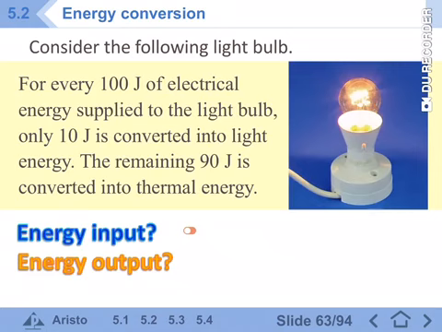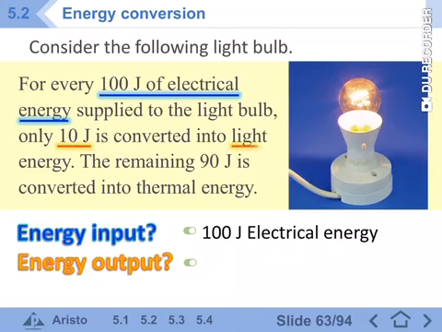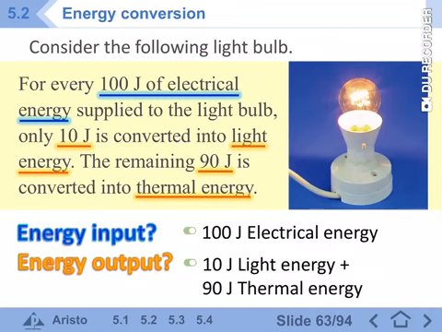Now in here, we're looking at an example of a light bulb. It's 100 joules, and only 10 joules is converted into light, but the remaining 90 joules is converted into heat energy. So when you touch the light bulb, it's really hot. So the input is 100 joules, and the output is only 10 joules light and 90 joules thermal.